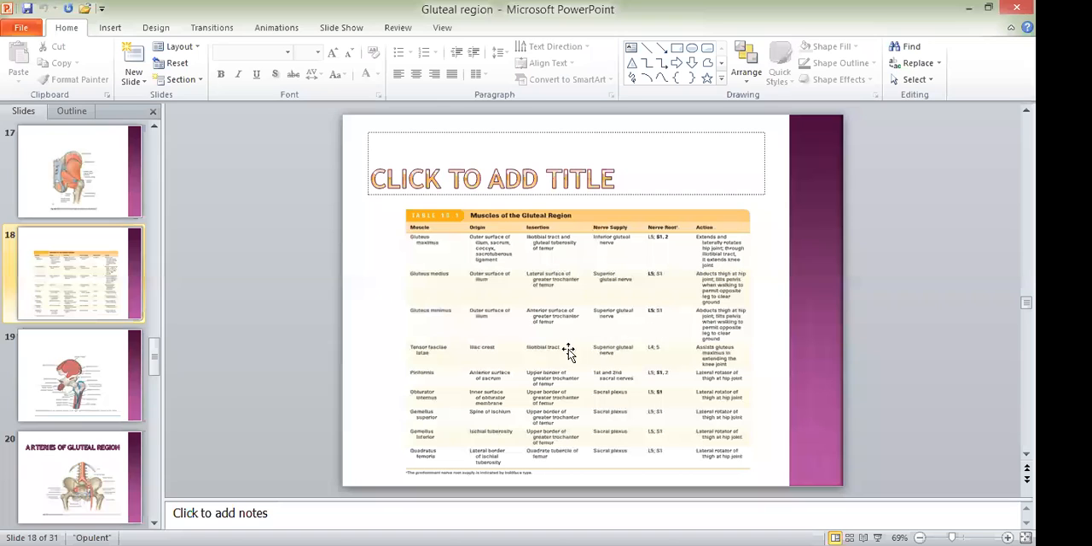Theek hai, jo tensa fascia lata hai ye assist karta hai gluteal maximus ke sath, aur jo piriformis, obturator internus, ye gemellus superior and inferior, quadratus femoris, they all have about the same nerve supply, and their function is also the same. That is the lateral rotation of thigh at hip joint. Clear?